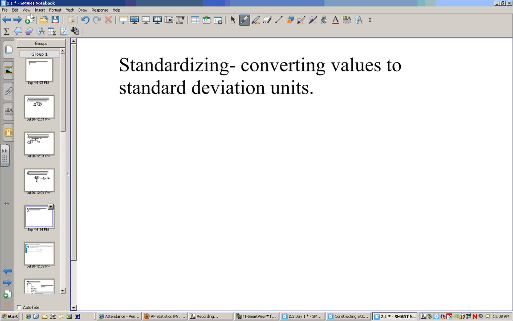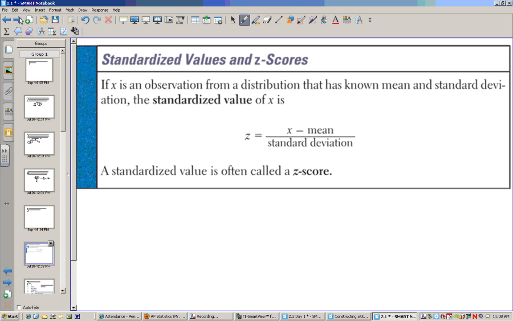Now this is what we call standardizing, when we convert values to standard deviation units. So whenever I talk about standardizing, that means I'm converting something to standard deviation units. To do that, we take x minus the mean, divided by the standard deviation. And we have a name for it called a z-score. So we'll use these quite a bit in this class.